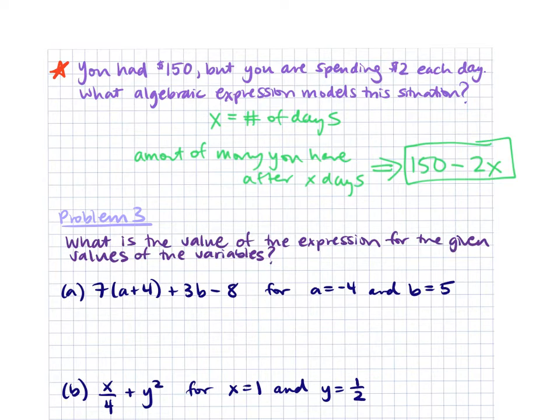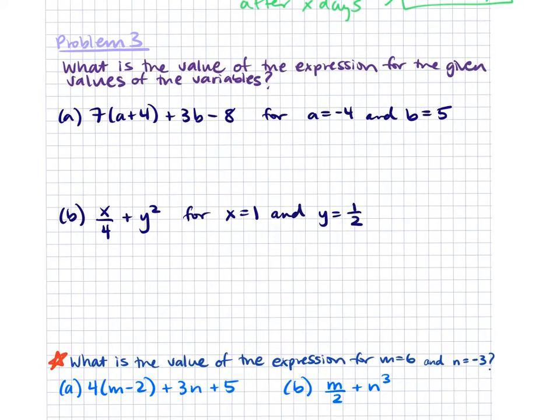Next thing we're going to do is sub in numbers for variables. This is asking what's the value of each expression for the given values of the variables. Here my A is -4, my B is 5. So let's rewrite this, subbing in. This would be -4 and this would be 5. You can see this goes to 0, -4 plus 4, and 0 times 7 is 0, so this just goes to 0. And then 3 times 5 is 15 minus 8, which is 7.